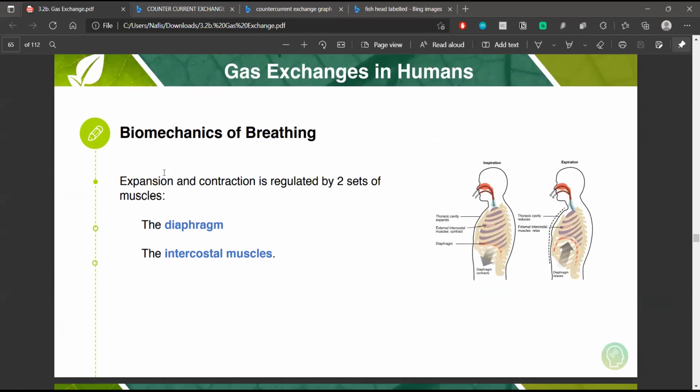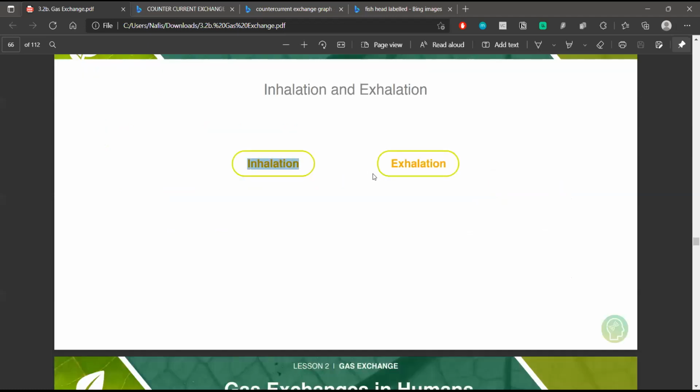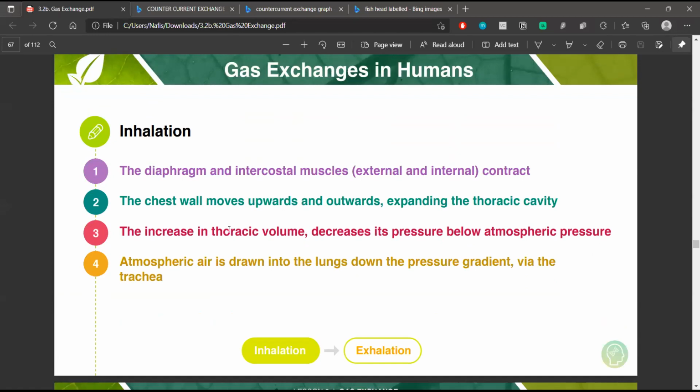The expansion and contraction is regulated by two major sets of muscles, specifically the diaphragm as well as the intercostal muscles. So, inhalation and exhalation. When inhaling, the diaphragm and the intercostal muscles contract. So the chest wall moves upwards and outwards, expanding the thoracic cavity. This increase in thoracic volume decreases thoracic pressure. And therefore, air is drawn into the lungs down that pressure gradient via the trachea.